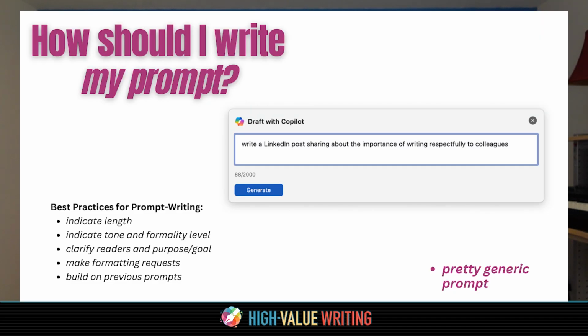I'm not sure which one to pick, honestly. This one is a little bit longer than the 1 paragraph was, although in general, I do like to use bullets in my writing. Let's look at a CoPilot example. Again, I did a pretty generic prompt. I asked CoPilot, write a LinkedIn post sharing about the importance of writing respectfully to colleagues. I did sort of say where it would be posted, but that's about it, in my opinion.